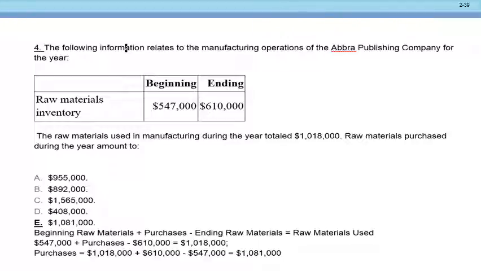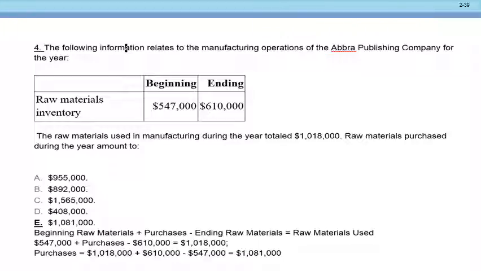Okay, so what happens? You're sitting here and you have your raw materials that you're analyzing. So you'd write down raw materials. And then again, you take what the problem gives you, B-A-S-E.